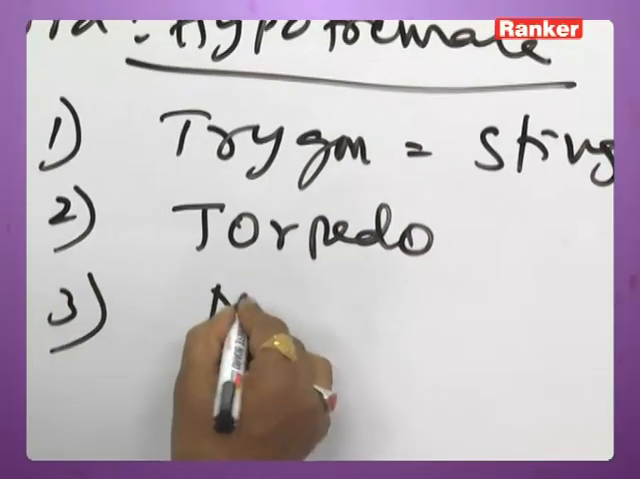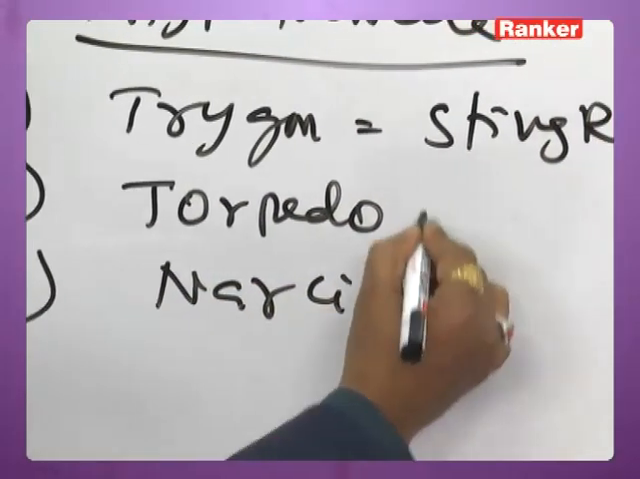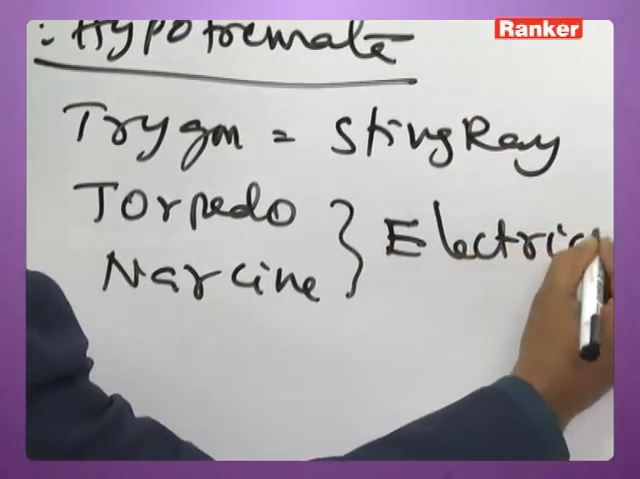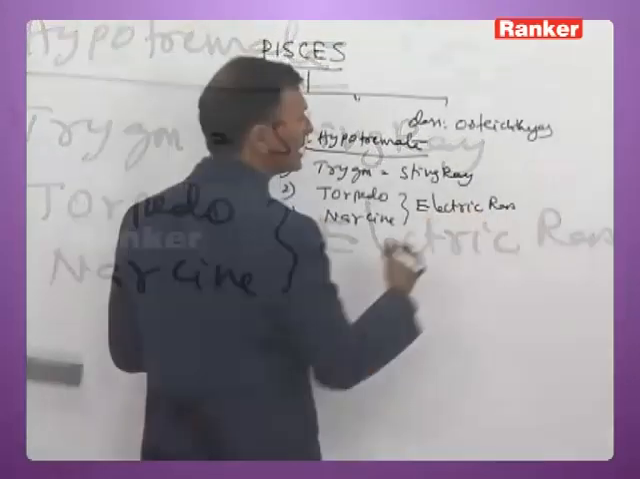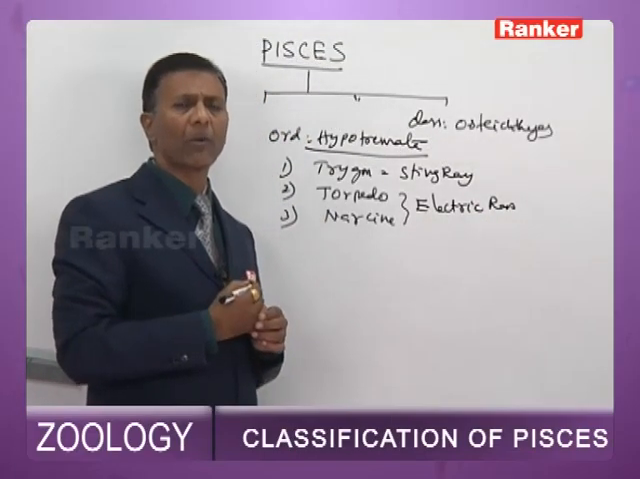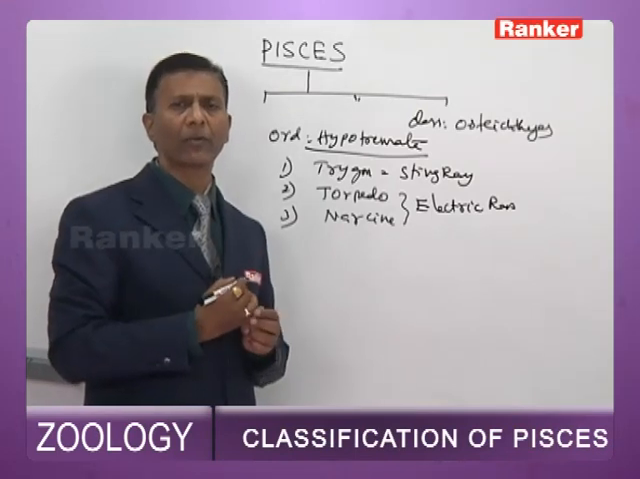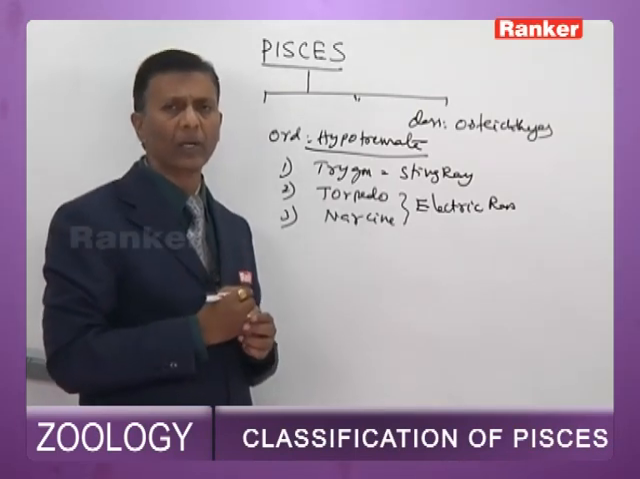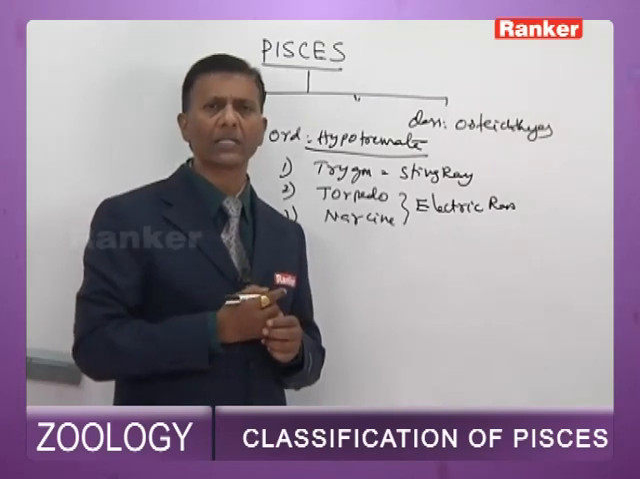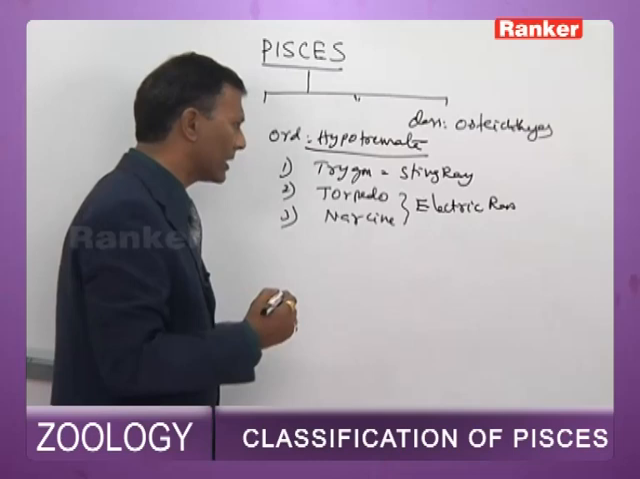Another example, Narcine. Torpedo and Narcine are commonly called electric rays. In electric rays, the pectoral or dorsal muscles are modified into electric organs. From the EAMCET point of view and other exam point of view, this is important. The muscles present near the pectoral fins, that is pectoral or dorsal muscles, are modified into electric organs.